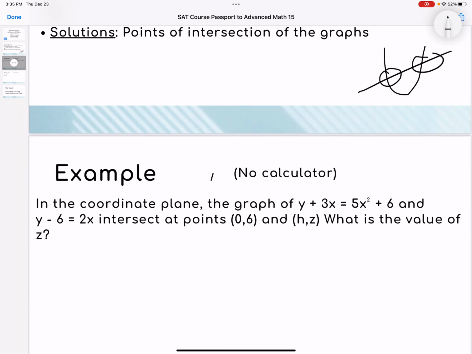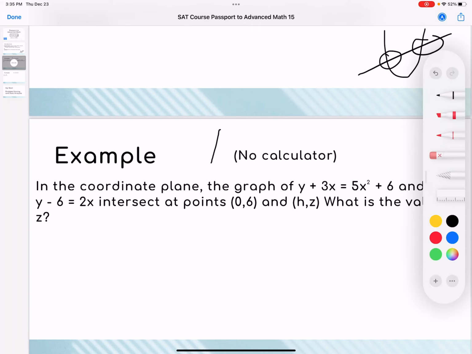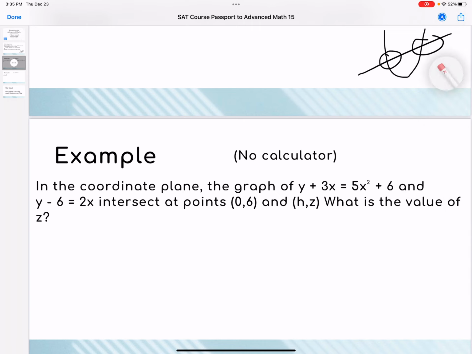All right, so really the method for solving these is going to be very similar to what we're used to in systems of linear equations. So let's go ahead and take a look at this first one. We're told that in the coordinate plane, the graph of y plus 3x equals 5x squared plus 6, and y minus 6 equals 2x intersect at points (0, 6) and (h, z). What is the value then of z? Basically the y value of that second solution. So we're told these are the two solutions. We know one of them, we don't know the other, and let's go ahead and look at our equations.